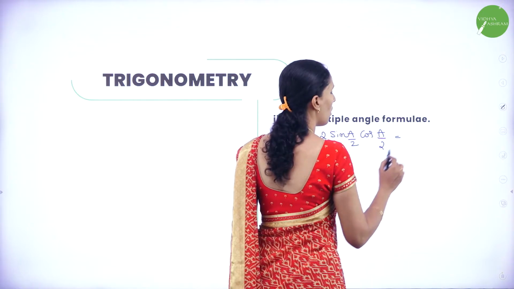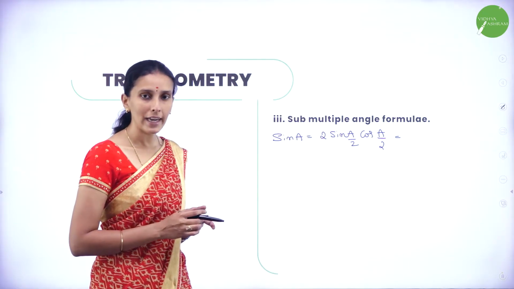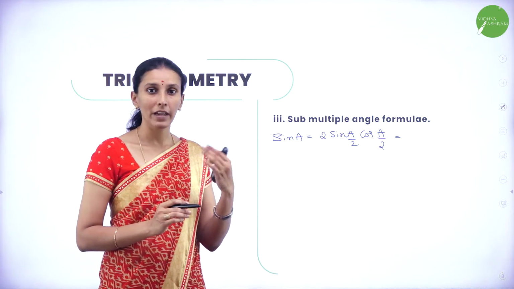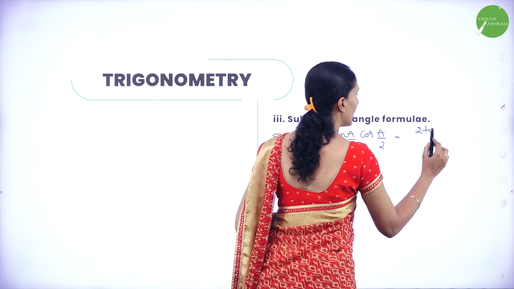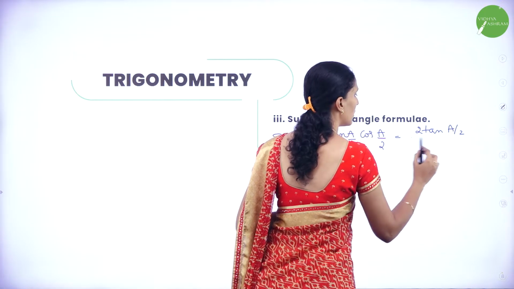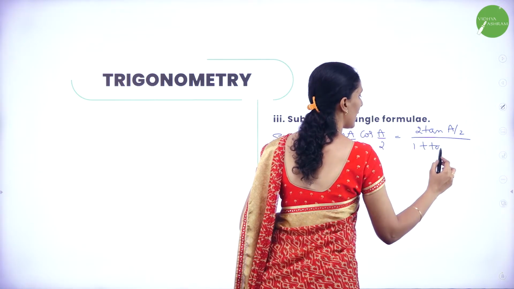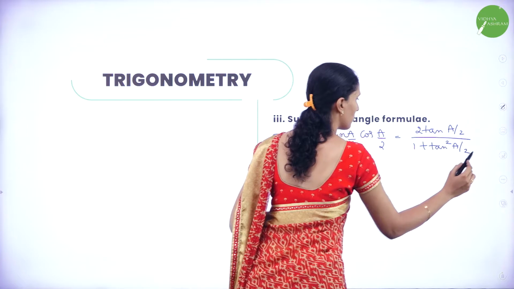Again, we have one more formula, that is 2 tan A divided by 1 plus tan square A, where A should become A by 2. Therefore, it is 2 tan A by 2 divided by 1 plus tan square A by 2.